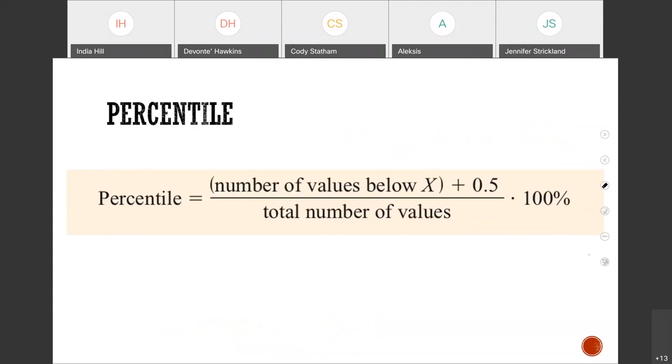And what they did is they pretty much wrote it out in words for us. Okay, so they said that we can calculate a percentile by looking at the number of values below x, and then adding 0.5, and 0.5 is like a fixed value in that formula. It doesn't change from one problem to the next. And then dividing by the total number of values, and then multiplying by 100.